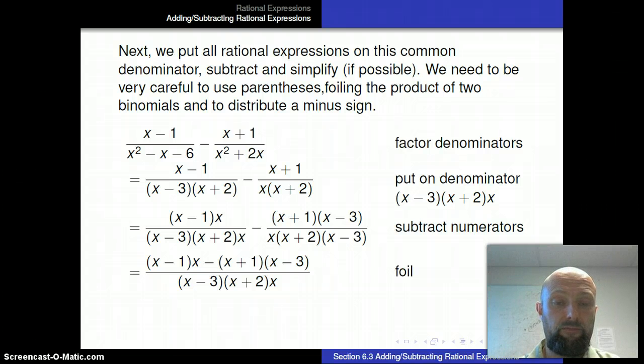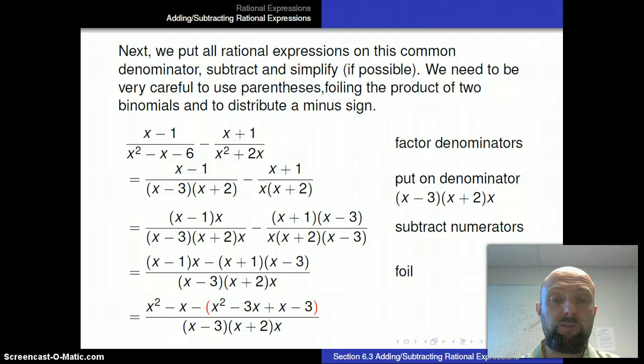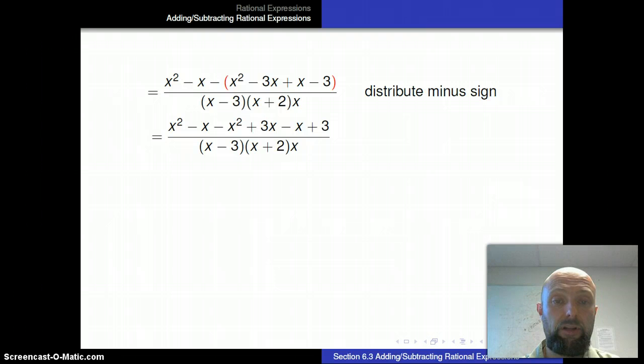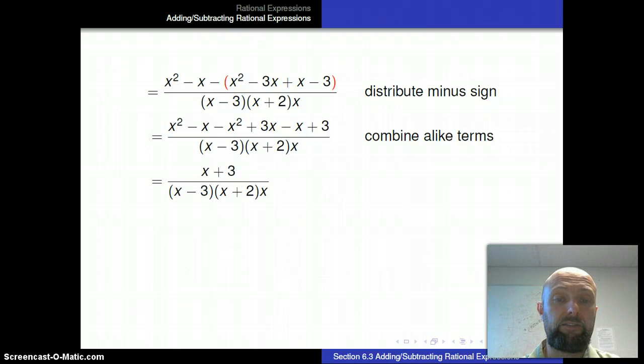Next, we have to FOIL. X minus 1 times x becomes x squared minus x. X plus 1 times x minus 3 becomes x squared minus 3x plus x minus 3. Be very careful to use parentheses around this last group of terms, since we must be subtracting the whole quantity x plus 1 times x minus 3. Next, we distribute the minus sign. And finally, we combine like terms to simplify. And this is our final answer.